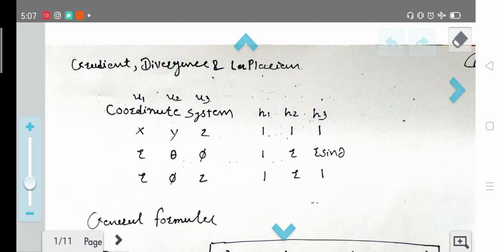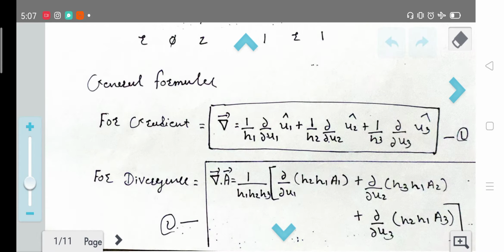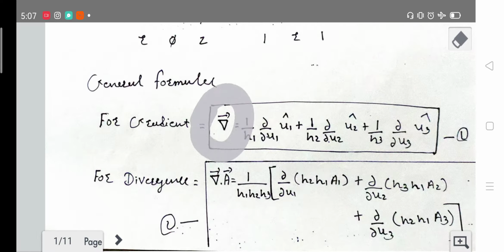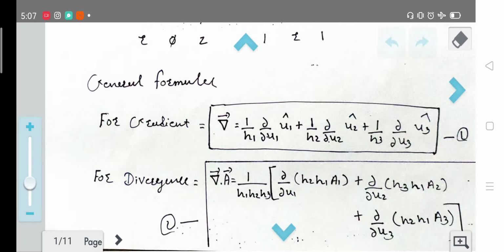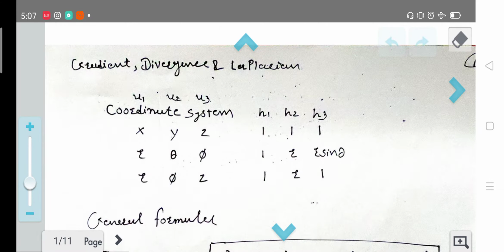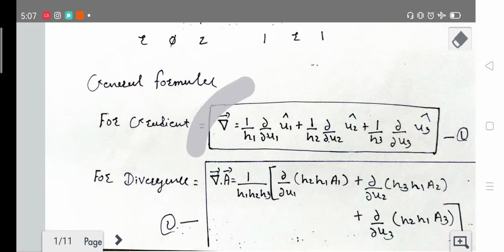Now let's move towards the generalized formula of gradient and divergence. Here you can see I have mentioned the symbol of gradient. It will be 1 upon h1 del by del u1 u1 cap. In the table we have already mentioned the values of u1, u2, u3, and h1, h2, and h3. So we just have to put these values for the different coordinate systems in this particular formula.